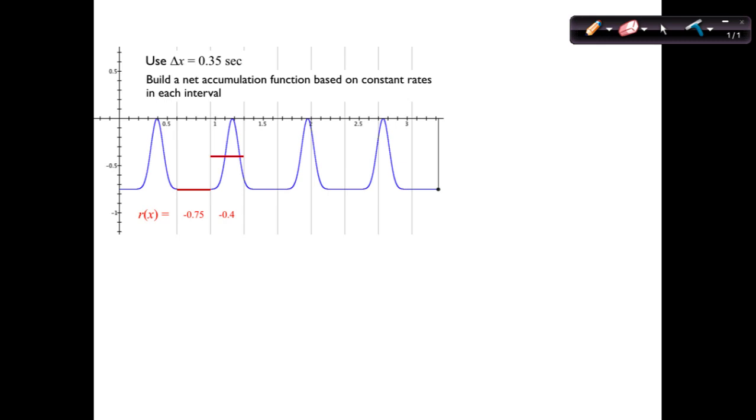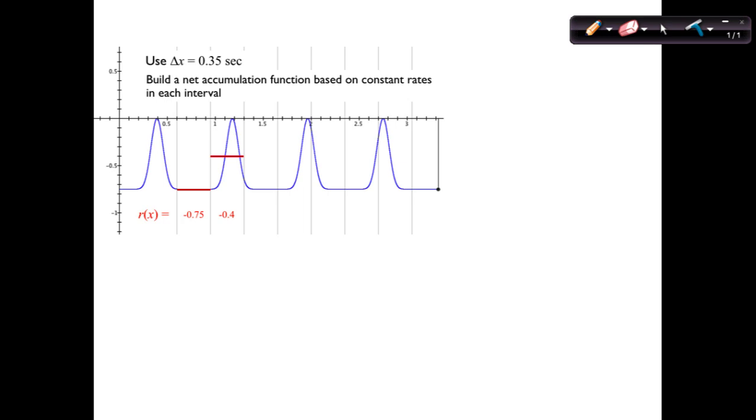Just eyeballing. So what am I doing? I'm picking a constant rate that's trying to be like the rate of change profile in that interval, or kind of like the average of all the rates. Since it started at negative 0.75, went up to 0, and back down to negative 0.75, I just took something in the middle, like negative 0.4. Does that make sense?